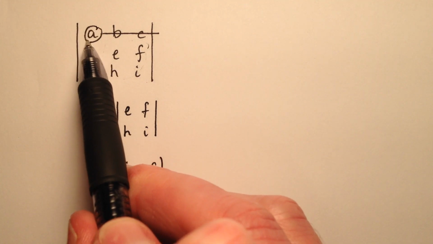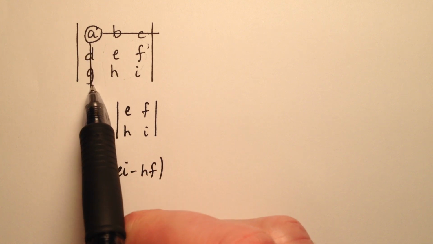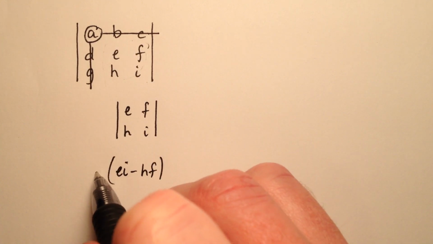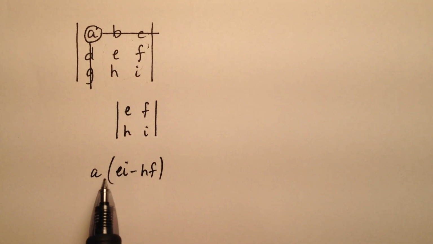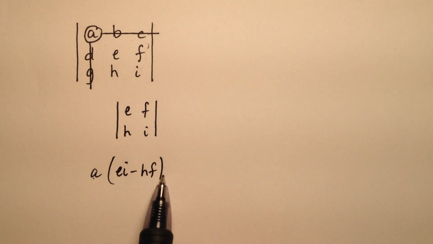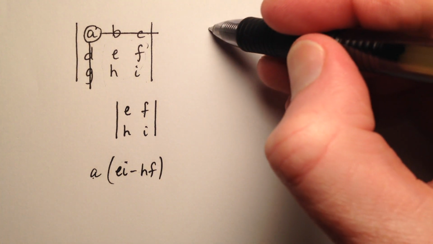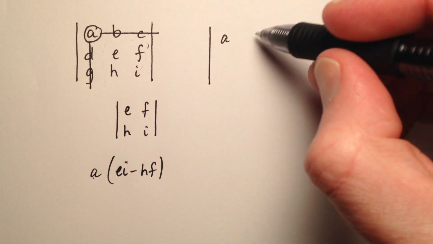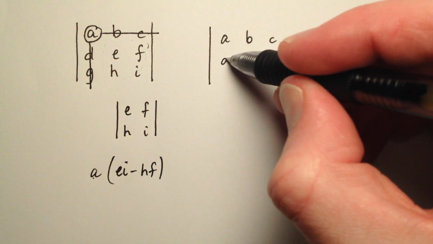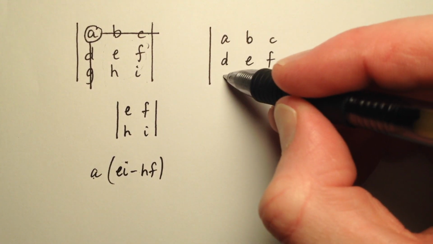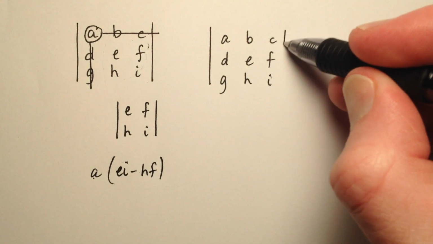So this A that we circled, and we crossed out everything else in its row and column, I'm going to bring that A down right here, and I'm going to end up multiplying this A by this 2 by 2 determinant. Okay, so hold on to that for a second. Let's redraw this 3 by 3 matrix, and we're going to do this again, but now we're going to work across this first row.